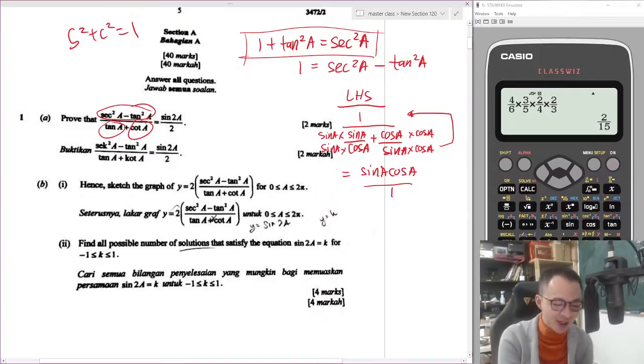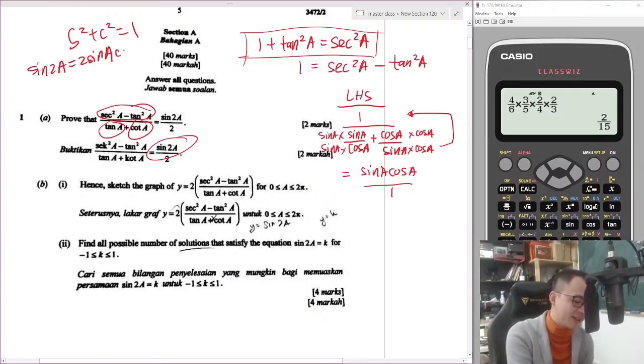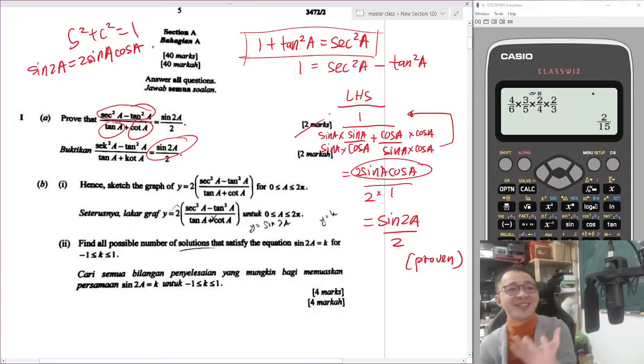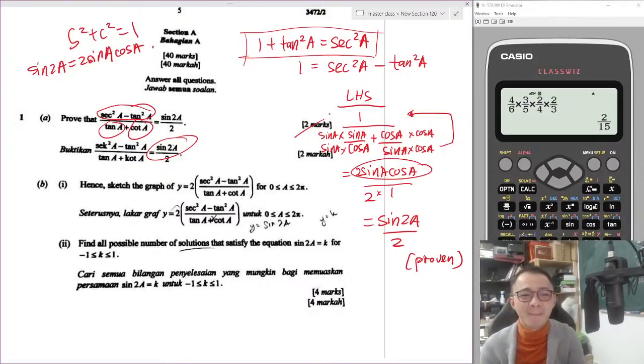But I want to get sine 2A. What's the formula for sine 2A? It equals 2 sine A cos A. So I multiply 2 for the top and multiply 2 for the bottom. The top gives me sine 2A, and the bottom gives me 2. Then I will say, proven. But I guess maybe there's a faster way of doing this, because it's just 2 marks. Normally in SPM, a 2 mark question can be solved within 2 to 3 steps.